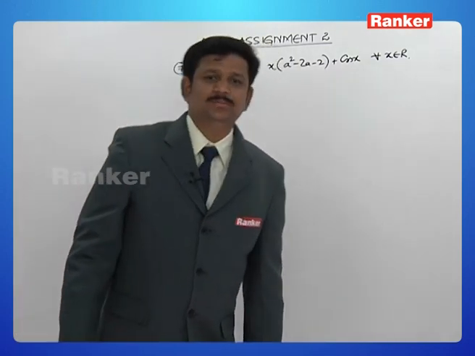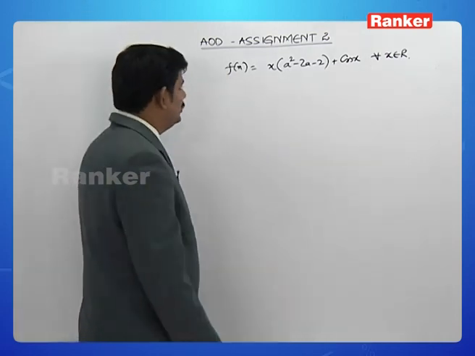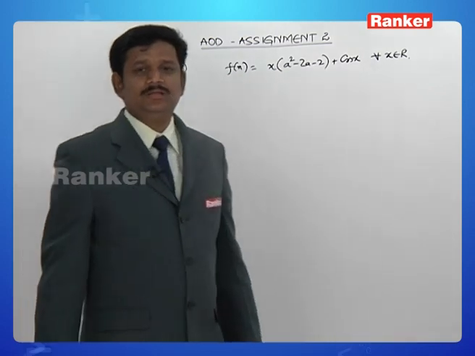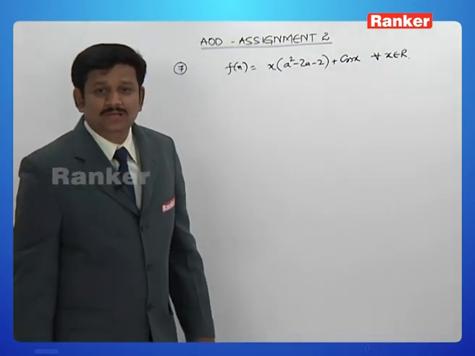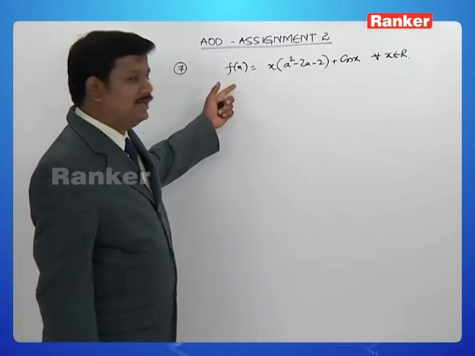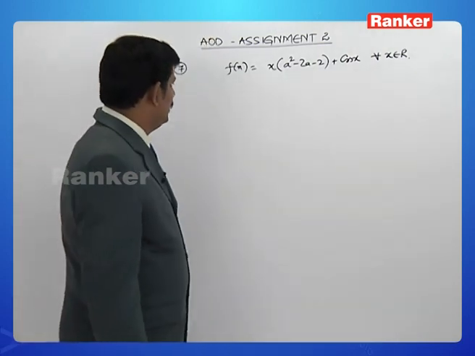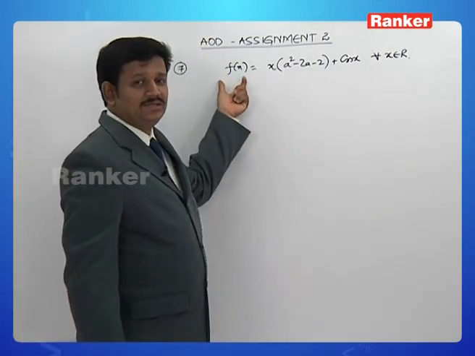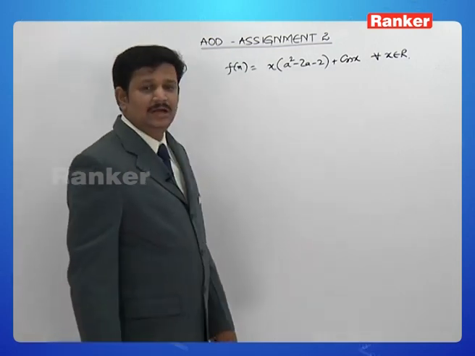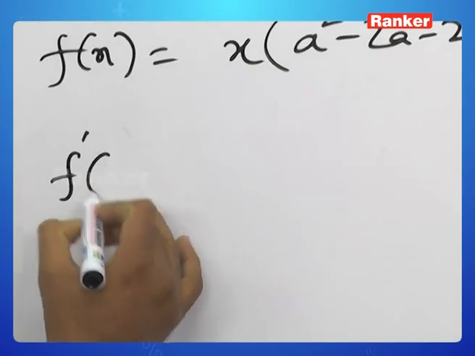For a function to be strictly monotonic, it either needs to be strictly increasing or strictly decreasing. So, for the function to be strictly increasing, f dash x should be greater than or equal to 0, equality not forming any interval. And for it to be strictly decreasing, f dash x should be less than or equal to 0 for all x belonging to R. So, f dash x should either be greater than or equal to 0 for all x belonging to R, or it has to be less than or equal to 0 for all x belonging to R.